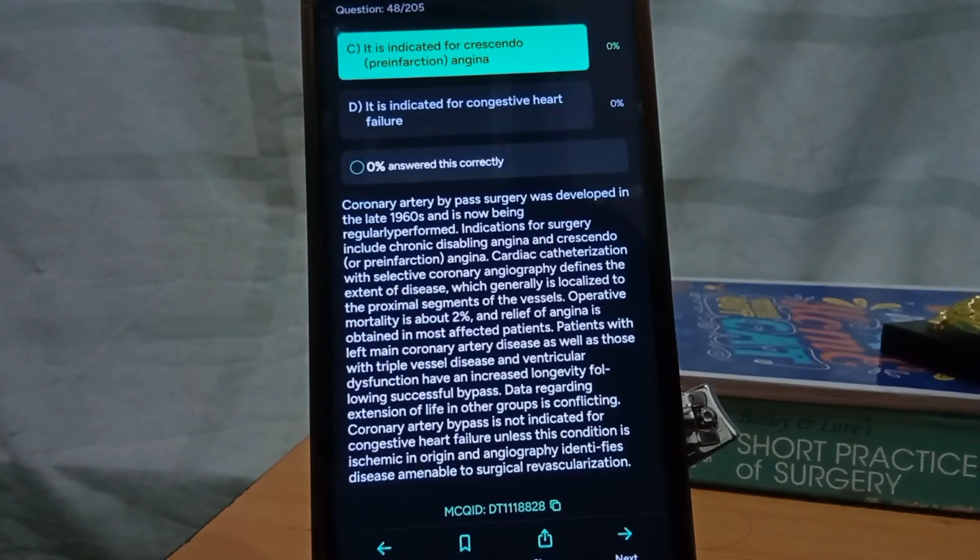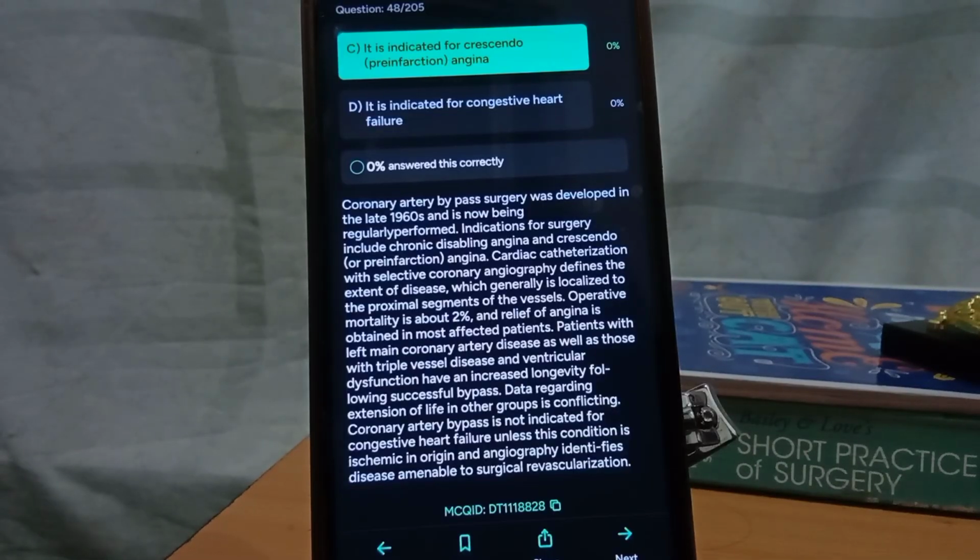Having increased longevity following successful bypass. Data regarding extensions of life in other groups is conflicting. Coronary artery bypass is not indicated for congestive heart failure unless this condition is ischemic in origin and angiography identifies disease amenable to surgical revascularization. So the indications of surgery include chronic disabling angina and crescendo angina.